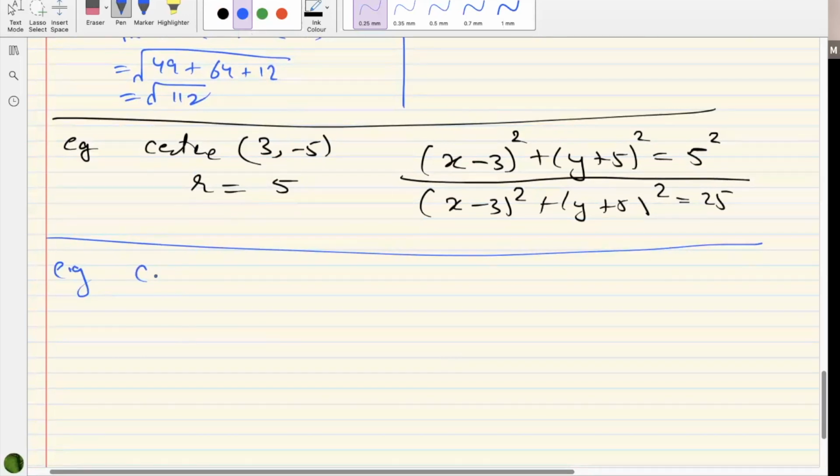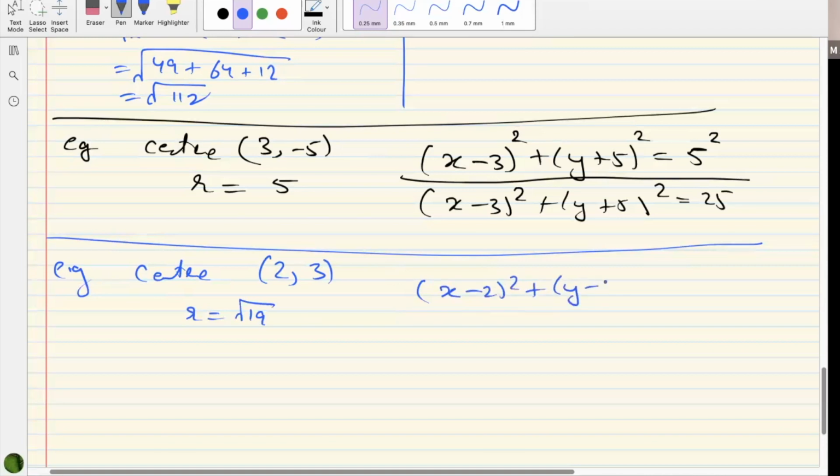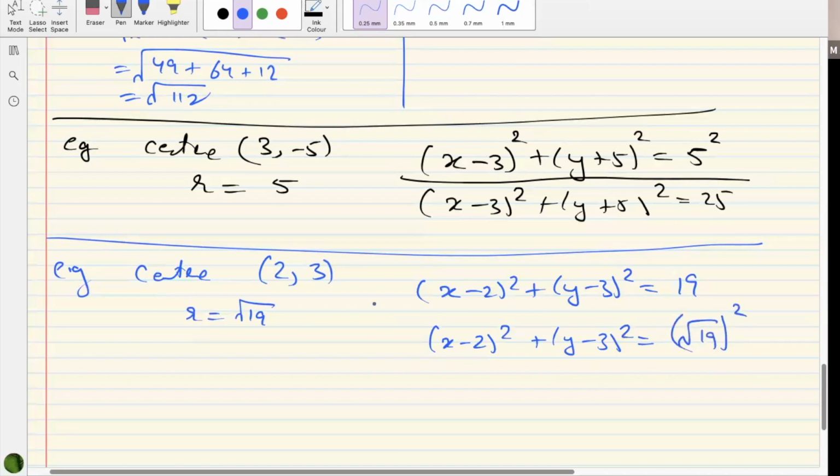Another example: the center is 2 comma 3 and the radius is square root 19. So first things first, x minus 2 whole squared plus y minus 3 whole squared is equal to the radius squared, which is 19. Either this, or x minus 2 whole squared plus y minus 3 whole squared is equal to square root 19 whole squared. Both the forms are acceptable. Any questions till now?